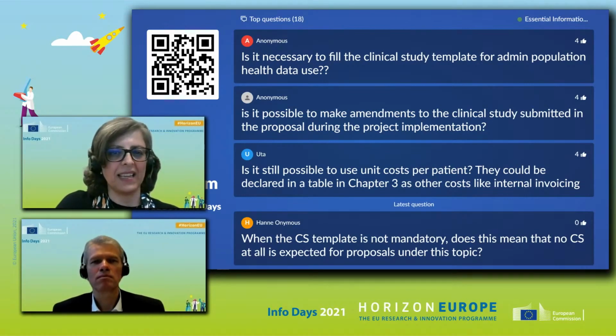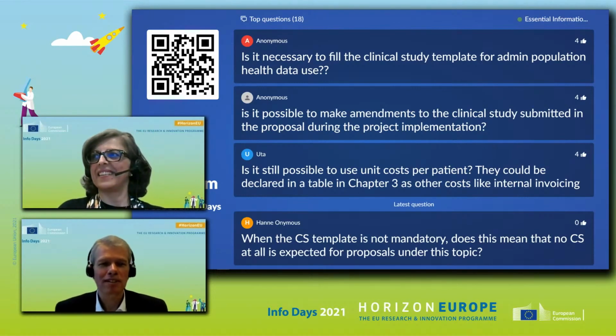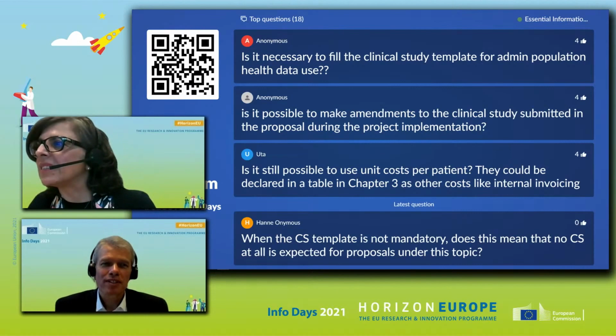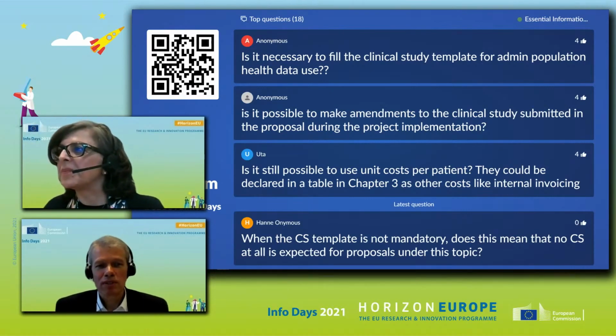Then the next one is: is it possible to make amendments to the clinical study submitted in the proposal during the project implementation? Absolutely. In almost all cases this is almost unavoidable. So it will happen in many cases, but for the application process, we need to know what you have in your mind, and then obviously this will not prevent you later down the implementation of the clinical study that you change. You need to amend the clinical study protocol, you need to bring in more sites, whatever the issue will be. This is absolutely possible.